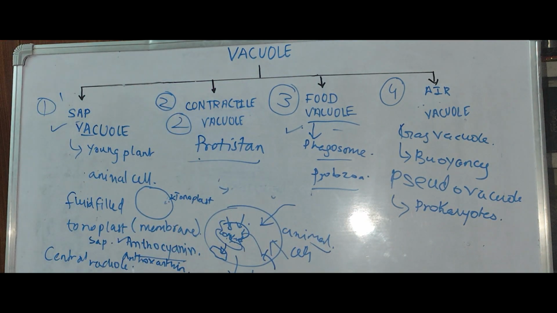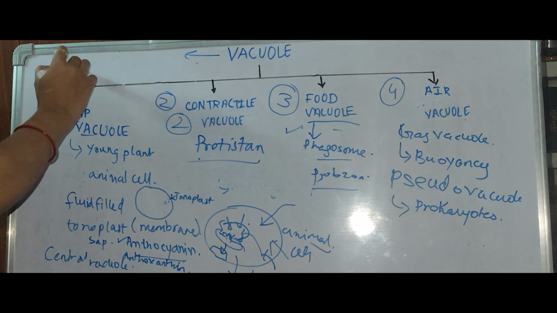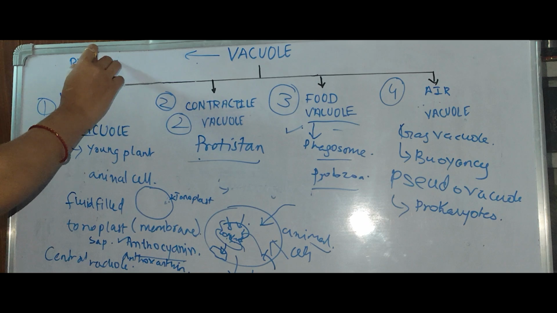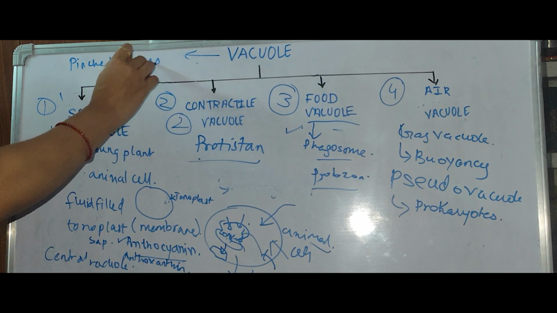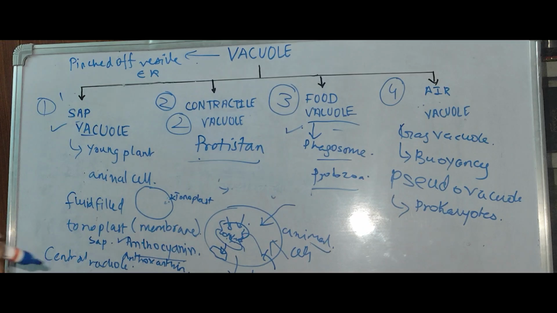So this was about vacuole. What are vacuoles? Vacuoles are small, you can say, pinched off vesicles from ER. On the basis of their content and function, they were divided into four. So these different vacuoles are found in different cells.